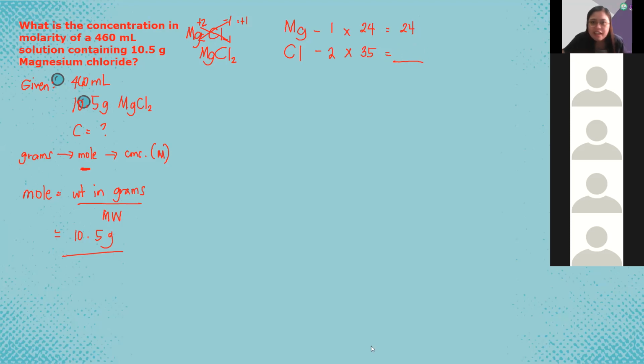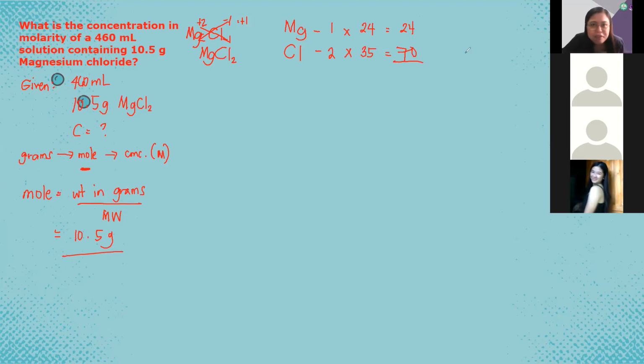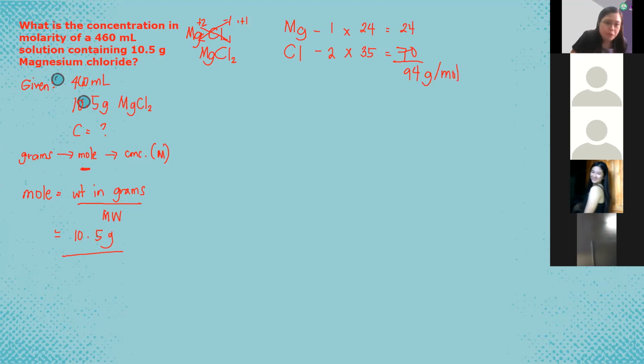So this is how many? 70. So 70 plus, I cannot see. Nagaharang ang screen sharing. Wait. Baba ko na lang siya. Ayan. So 24 plus 70. So 4, 7 plus 2, it's 94. So 94 grams per mole. So we will be dividing it here. 94 grams per mole. Balik ko siya sa taas.